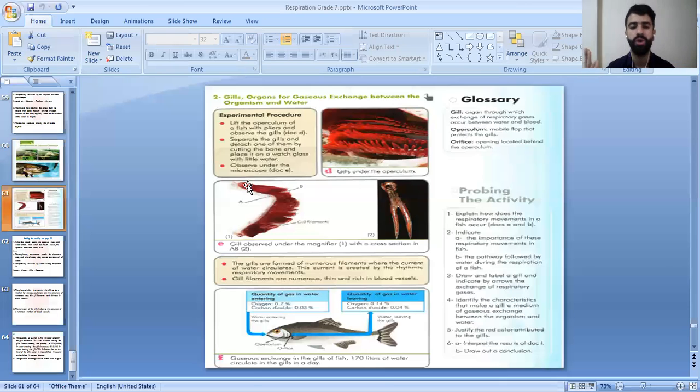What can we conclude here? We have a change in the quantity of oxygen and carbon dioxide. The oxygen decreases, the carbon dioxide increases. So we can deduce, we can conclude, that the gas exchange occurs at the level of the gills in the fish. Okay, guys?